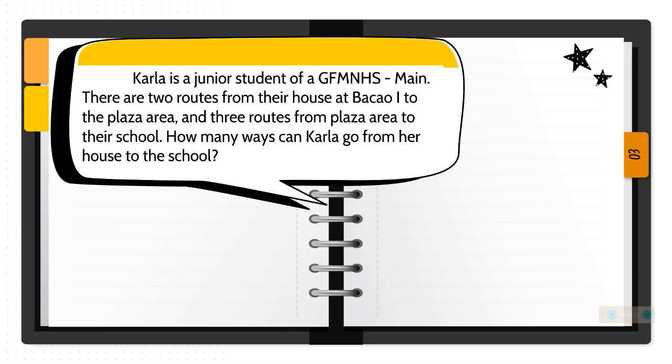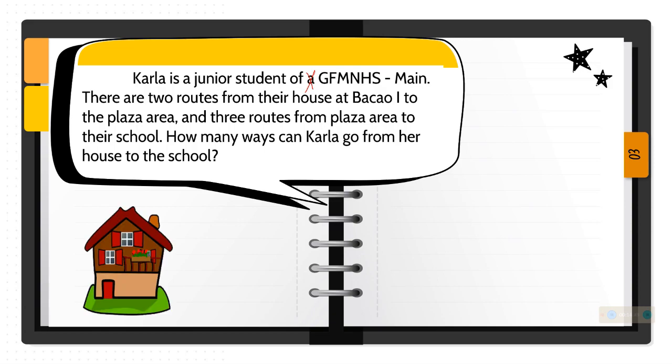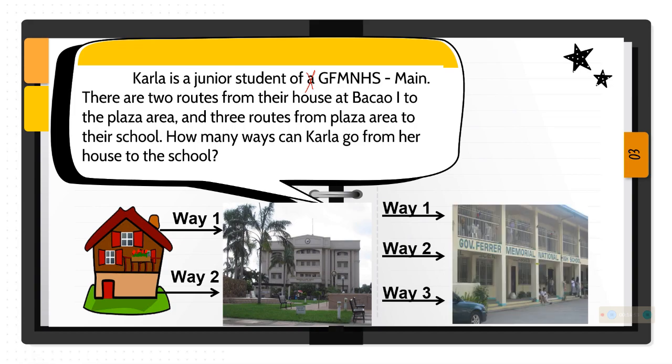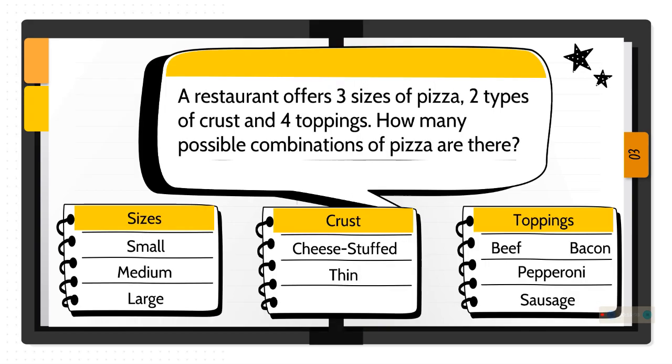So you are going to have this problem. Carla is a junior student of Governor Ferrer Memorial National High School, Main. There are 2 routes from their house at Bakawan to the plaza, and 3 routes from the plaza area to their school. How many ways can Carla go from her house to the school? So this is her house, then way 1, way 2 to the plaza, and then we have way 1, way 2, and way 3 from the plaza to the school. So, how many ways can you have?